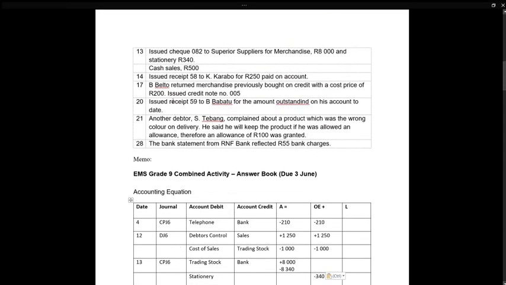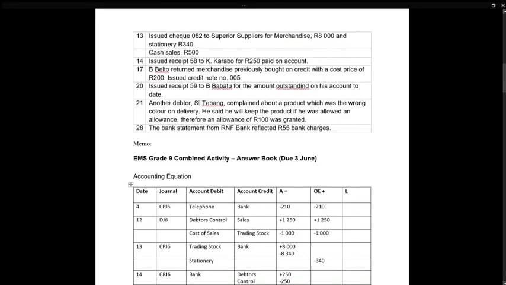17th, B. Balto returned merchandise previously bought on credit with a cost price of 200 Rand, issued credit note number 005. Okay, so they gave us cost price. We need to calculate selling price. But before we get into that, let me explain what happened here.